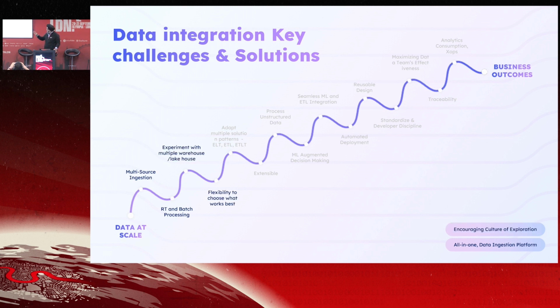Let's say you are able to read data from anywhere. You would like to experiment the same with the targets so that you can write anywhere. A lake house, a warehouse, a relational database, a file store, a CRM system, so that you identify what works best for a given use case and you have the flexibility to choose the right solution. And you want to encourage the culture of exploration in your team. How do you do that? You have the feature of exploring multiple targets.